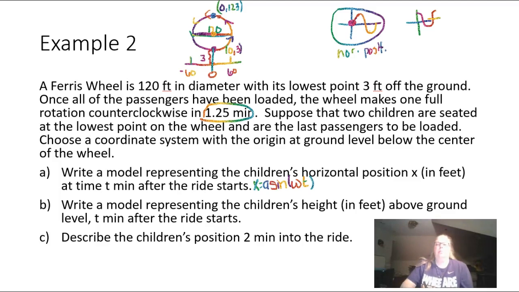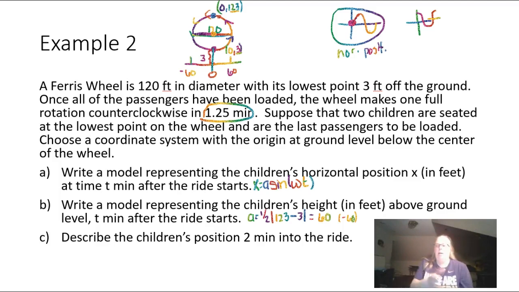All right, so the children, height-wise, are situated 3 feet off the ground. And when they're at their highest point, they're going to be 123 feet off the ground. So the amplitude is going to be half of the maximum 123 minus the minimum of 3. That's going to give me 60. And when we put this in our equation, we're going to put it in as a negative 60. The reason is that the children start at the lowest point on the graph, height-wise.